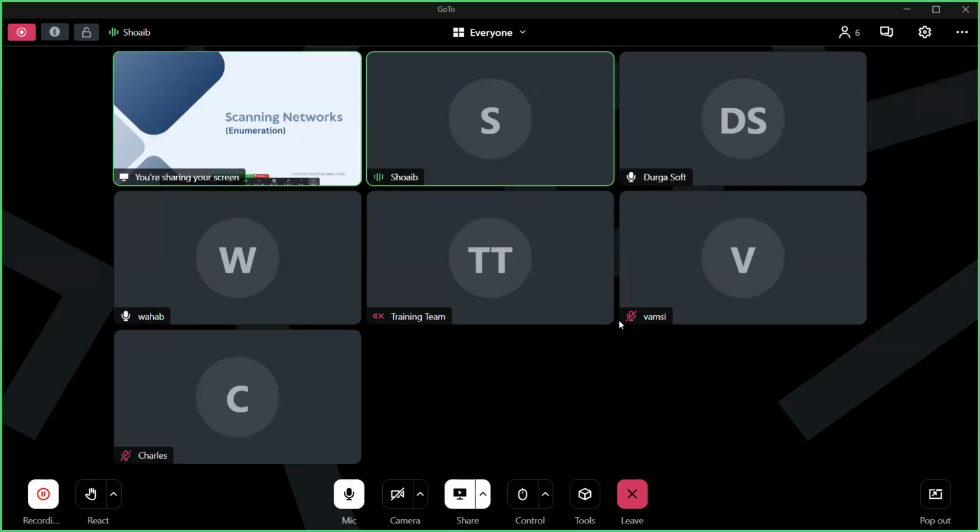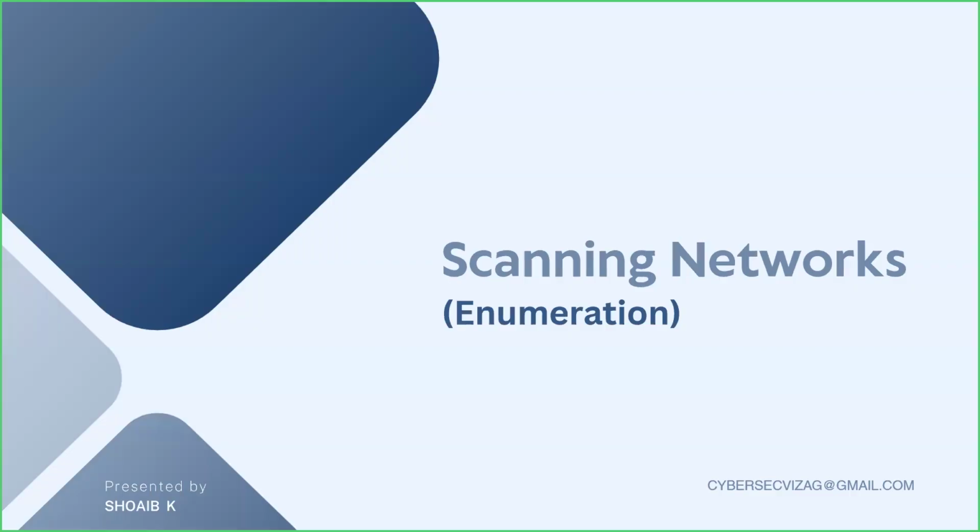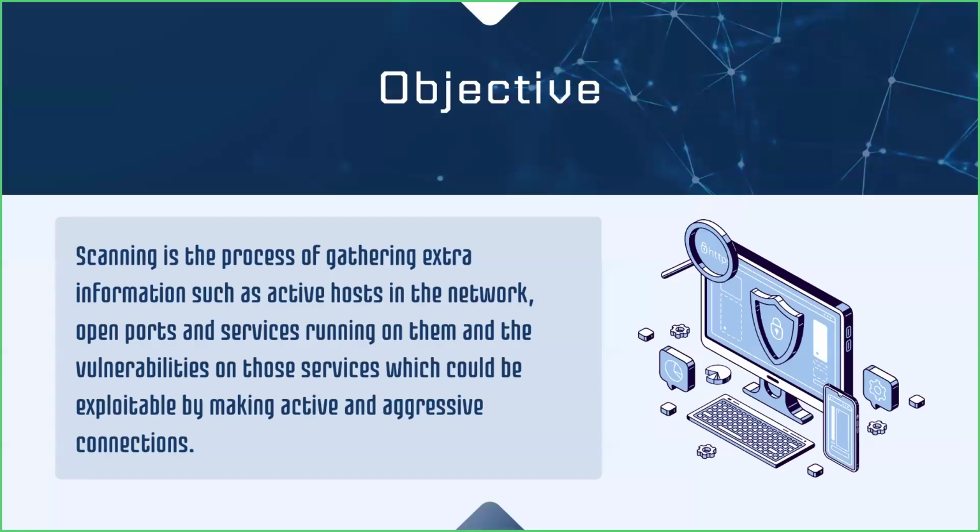Right. So in the last class, guys, we have gone with information gathering. That was trying to get information about a target system or a target organization passively. The next phase is scanning, which is also commonly known as enumeration. And the main objective of scanning here is the process of gathering extra information, but with active methods.